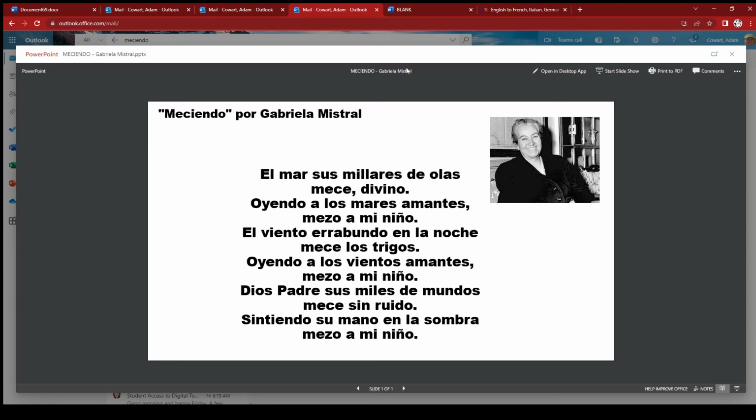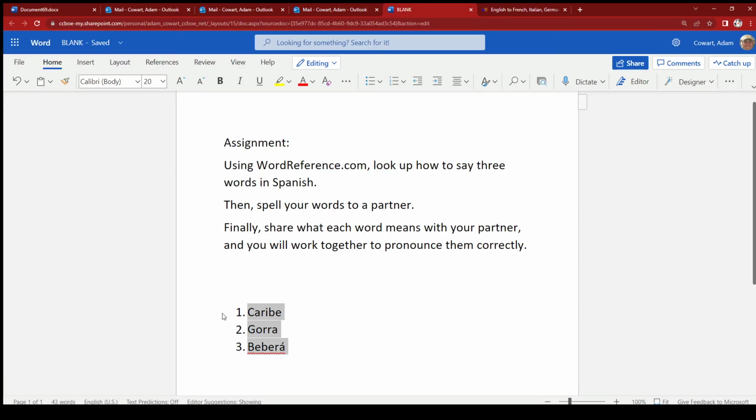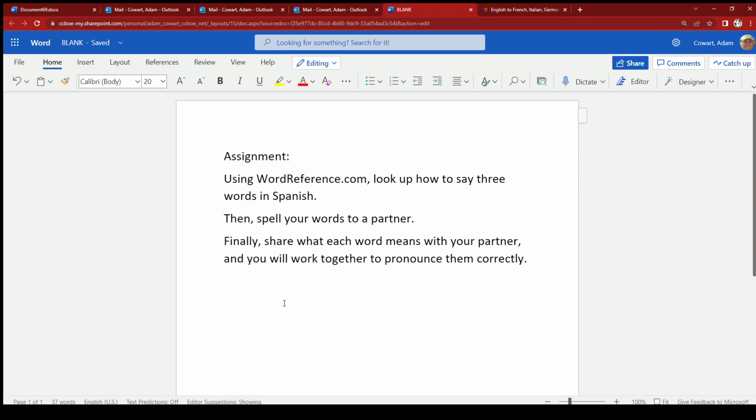Okay, now the last thing is your assignment. It's a short assignment, and hopefully I'll be able to have time to talk to each other. All right, so the assignment is using wordreference.com, which is a very good online dictionary. Look up how to say 3 words in Spanish. Then write it down, and I want you to spell your word to your partner one letter at a time, just like I did with you. Finally, share what each word means with your partner, and you'll work together to pronounce them correctly.